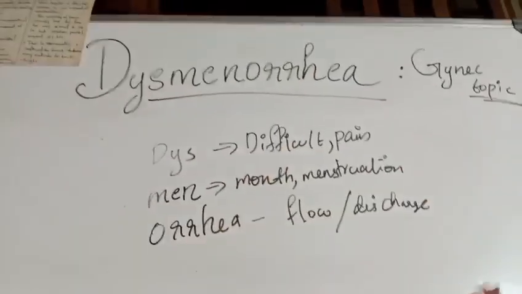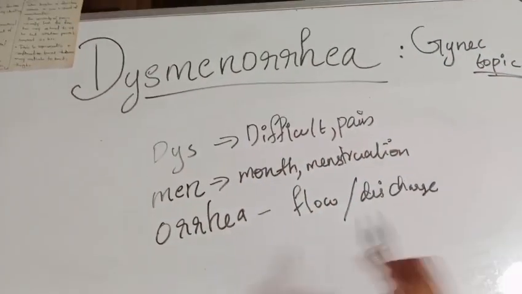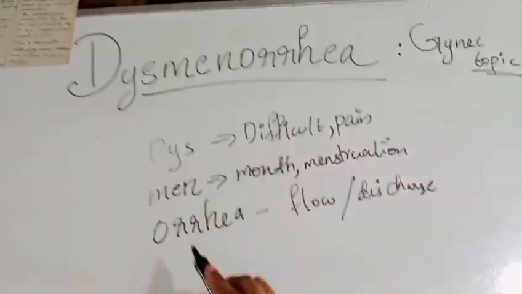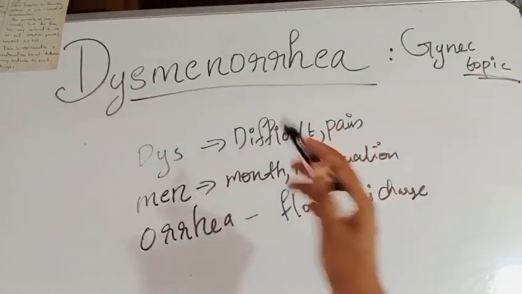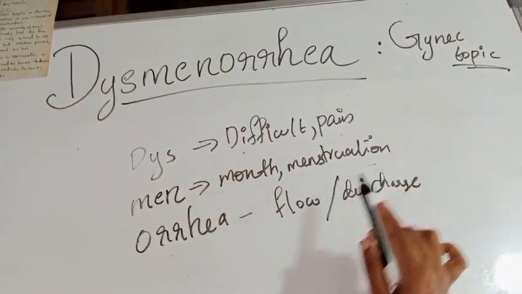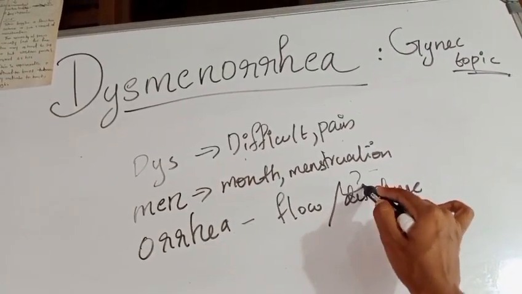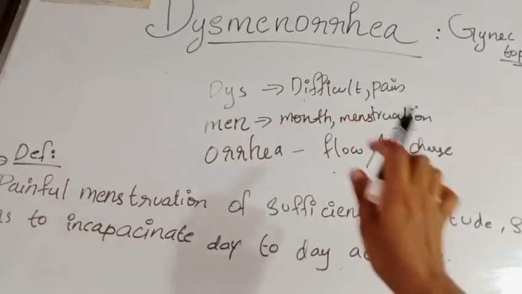For this, we can simply remember what dysmenorrhea means. Dys means difficult, painful, or abnormal. Then men means month or menstruation, and oria means flow or discharge. So, summing up, we can make the definition that dysmenorrhea means difficult or painful menstruation. Menstruation usually comes with flow and discharge. We define dysmenorrhea as painful menstruation.